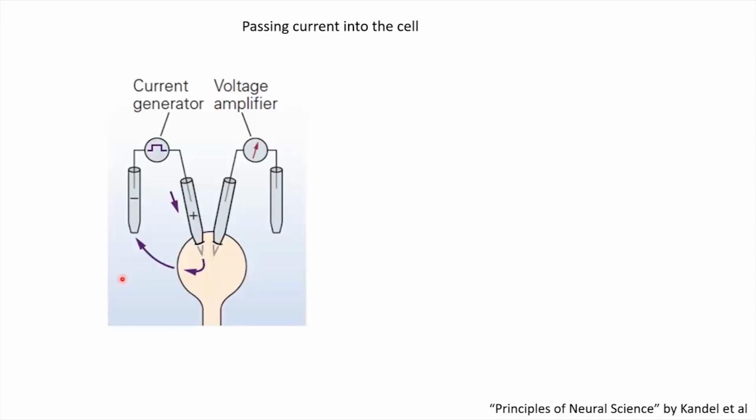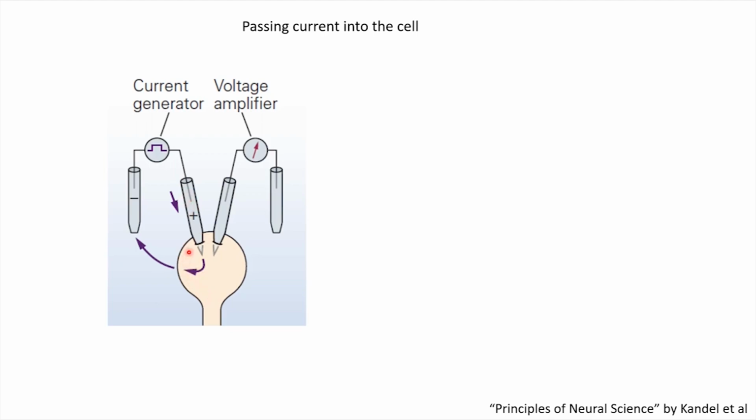Just like we use the stimulation electrode to pass negative current into the cell, we can also use it to pass positive current using the same setup. So we have our recording electrode and the stimulation electrode, but now instead of giving negative current pulses, we are going to give positive current pulses. And that means positive charge will flow through the electrode into the neuron.